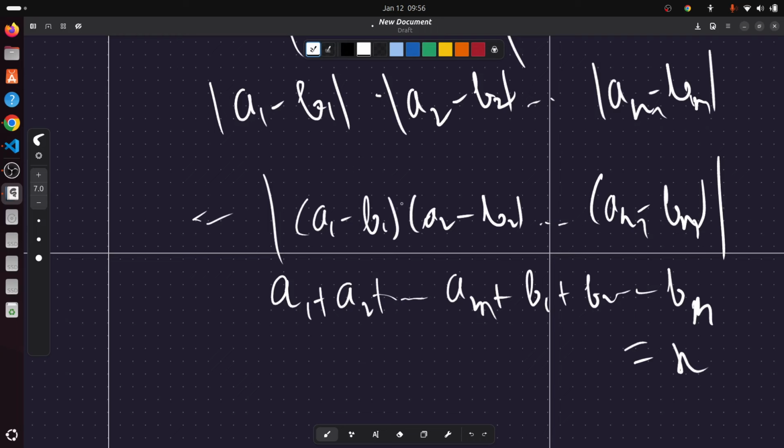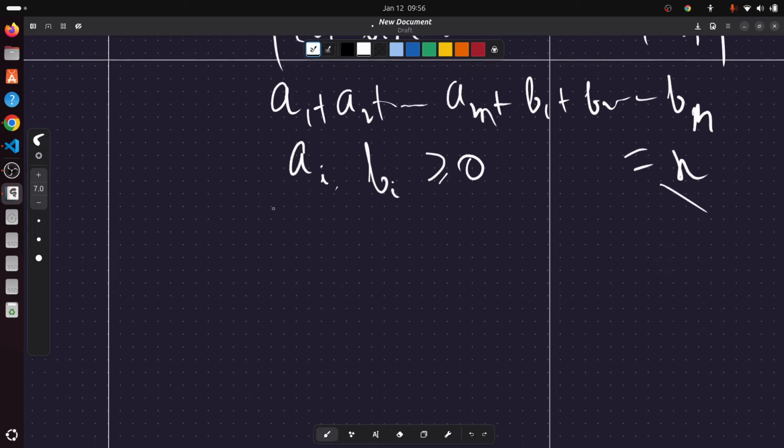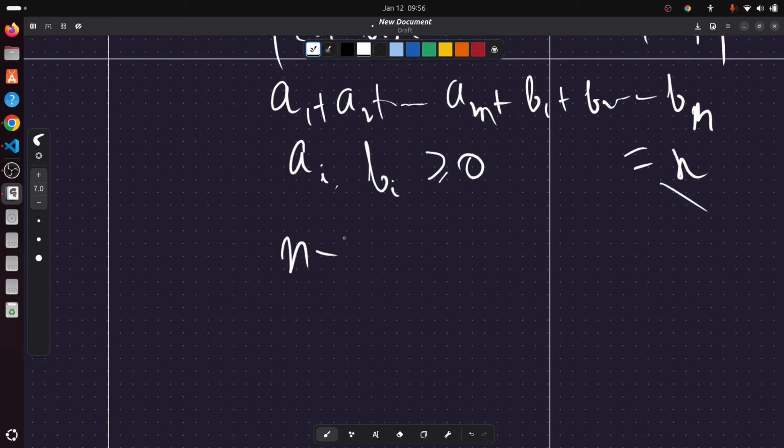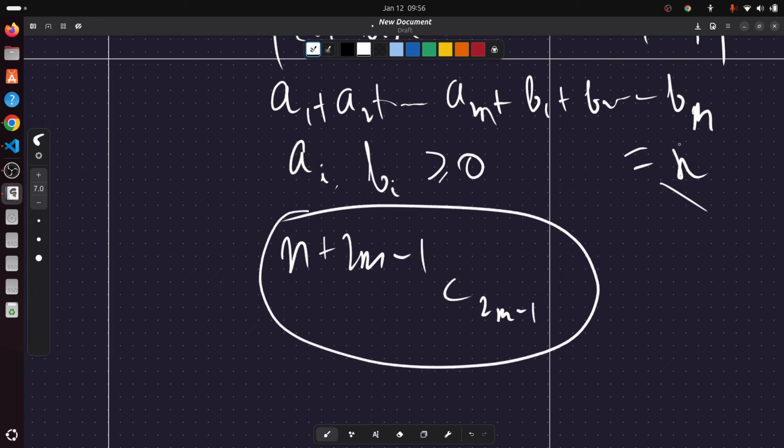So there are many different ways to break this n into a1 till an and b2 till bm, right? They have to be non-negative, like these ai and bi have to be greater than or equal to 0. If you know some PNC, there are a total of n plus 2m minus 1 C 2m minus 1 ways to distribute this n into 2m numbers such that they are greater than or equal to 0. So there are these many number of ways.